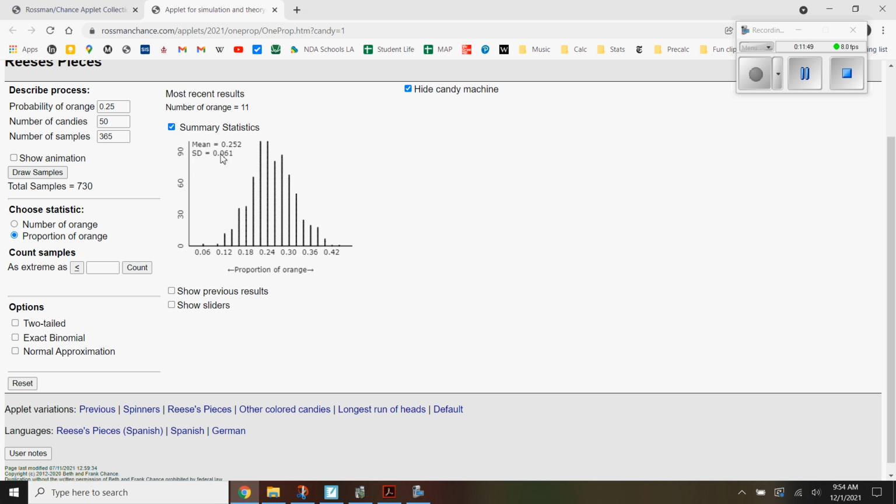Well, let's look at Hospital A. Only 10 babies born per day. Draw the samples. Well, we still have, on average, 25% of the babies are Hispanic. But our standard deviation, instead of being 0.06, is much larger at 0.142. So I have more variability with a smaller sample size.